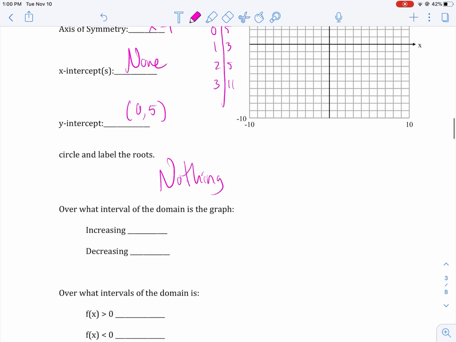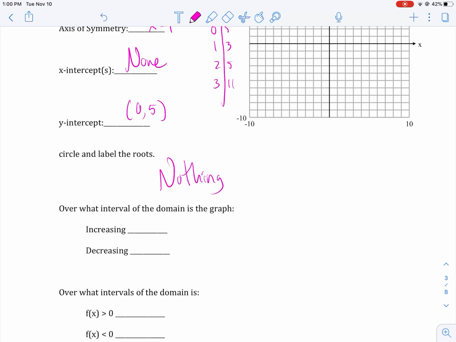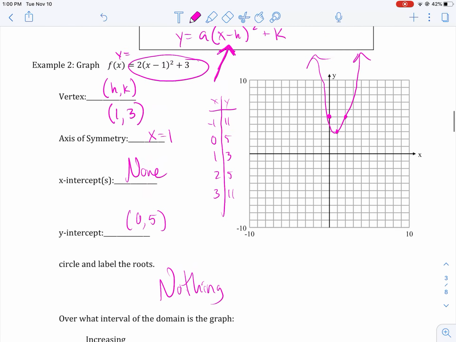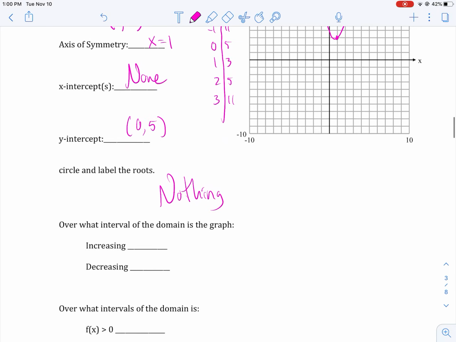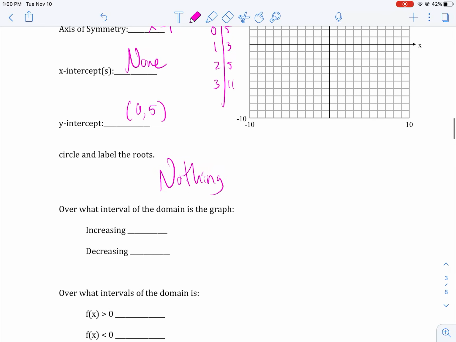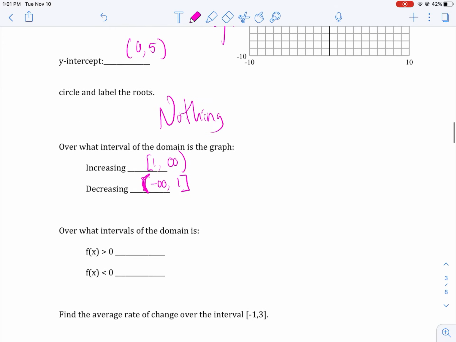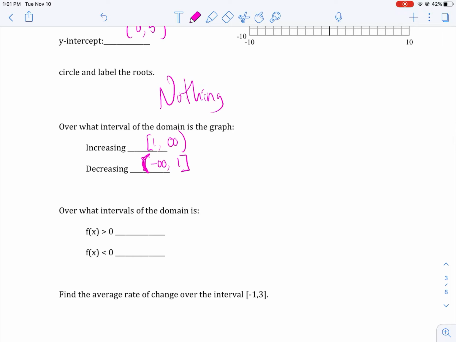No roots to circle. Over what interval of the domain is the graph increasing? Well, that's going to involve our axis of symmetry. So it's increasing from 1 to infinity. And it's decreasing from negative infinity to 1.